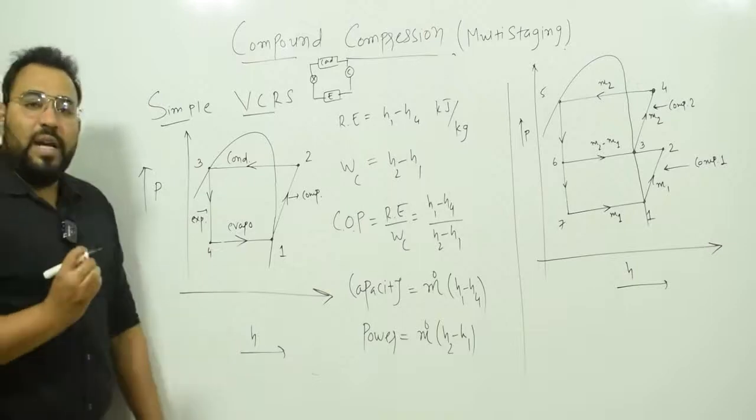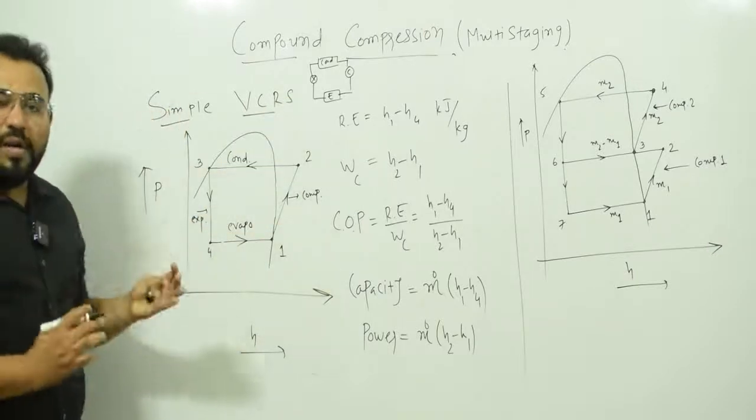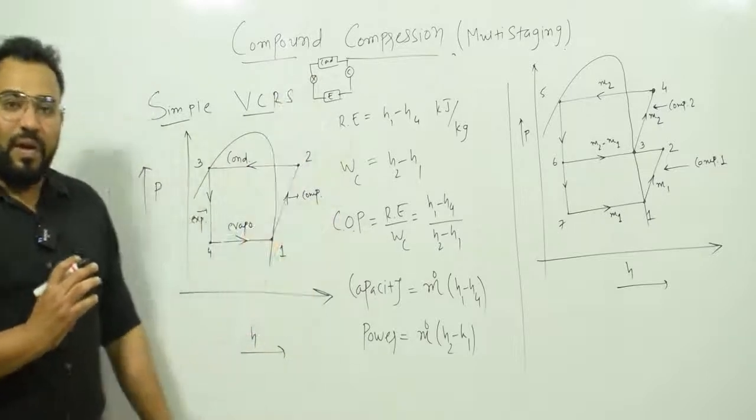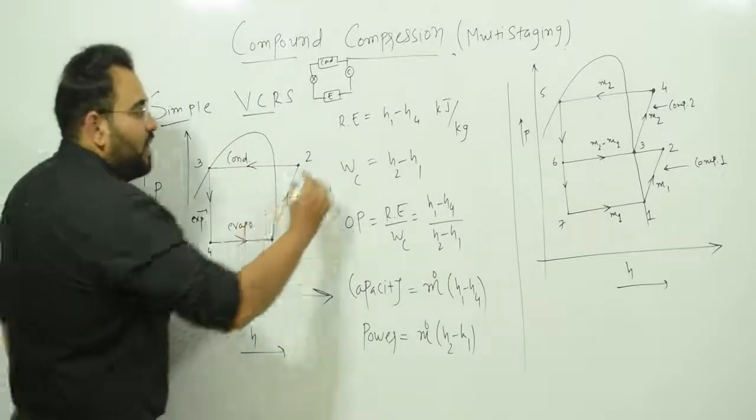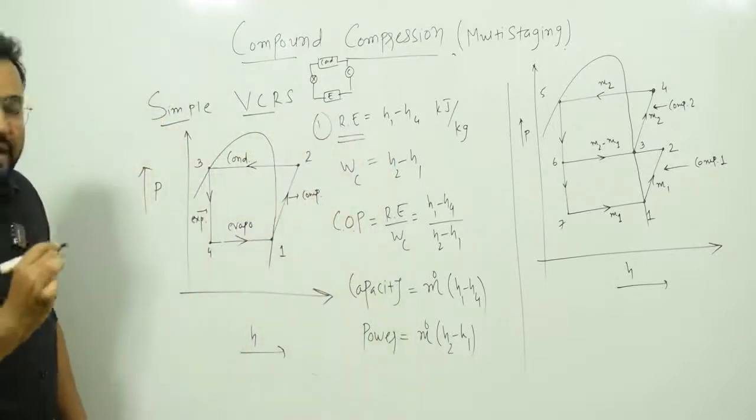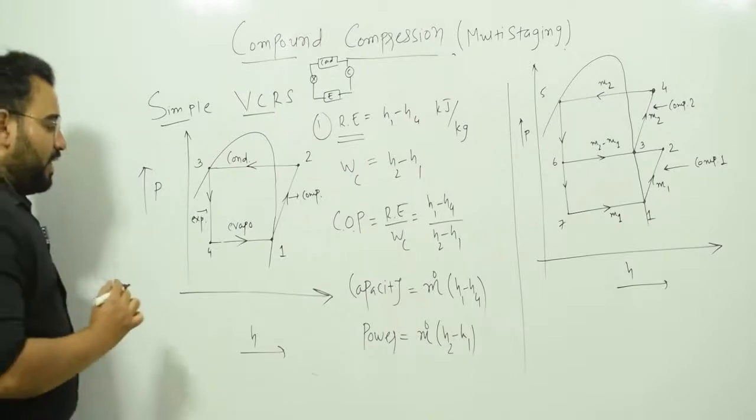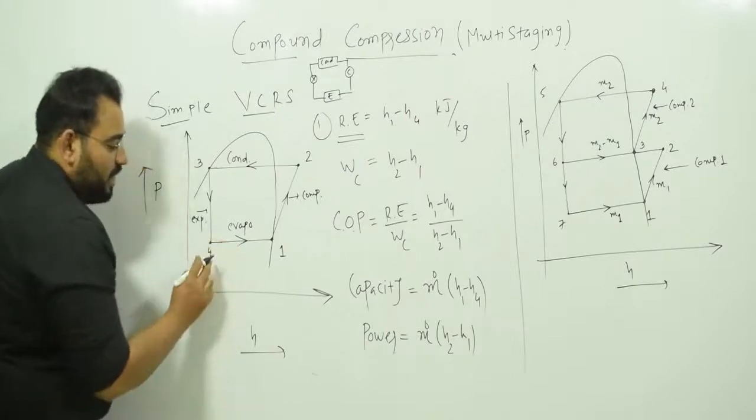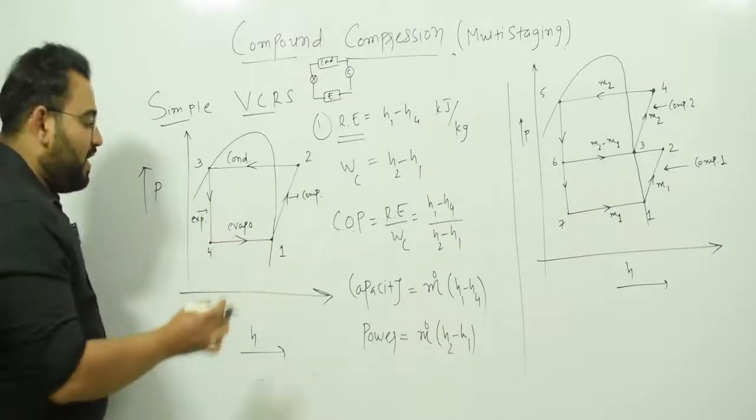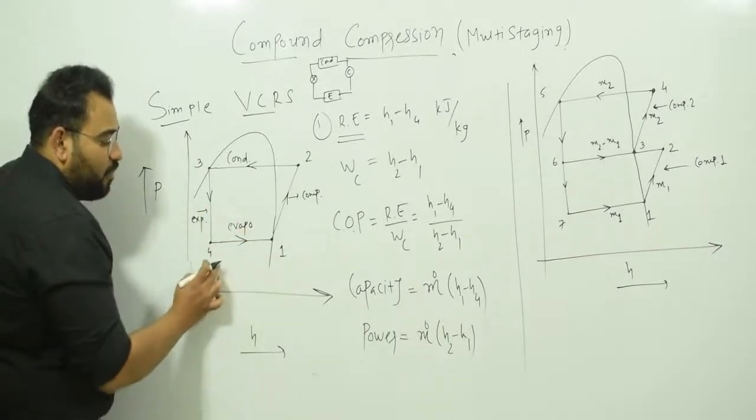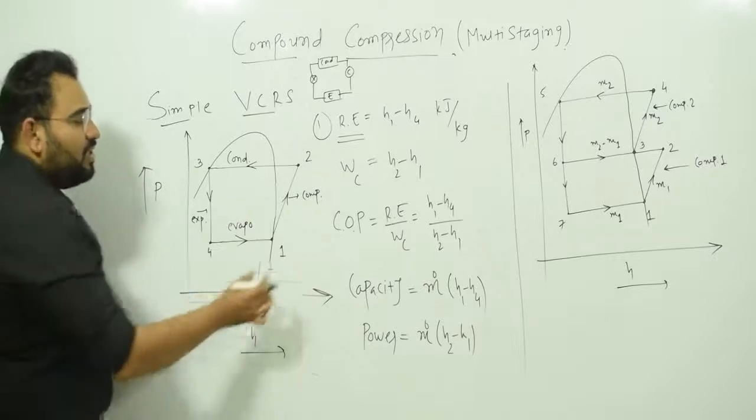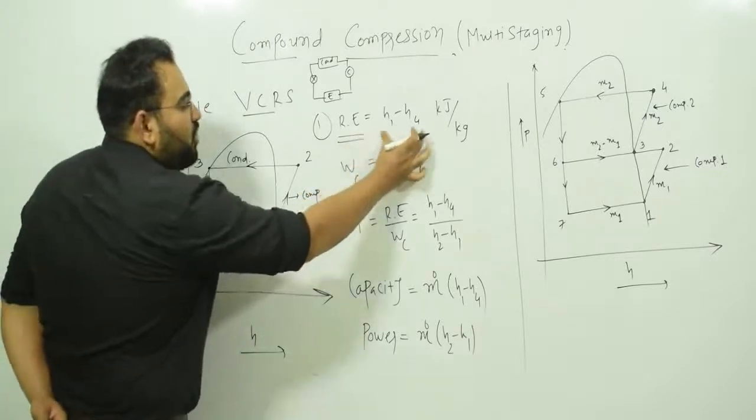Now, in numericals you require these kinds of equations. Not only in numericals, but to understand compound compression, you have to understand these equations. So first, the refrigerating effect. This is the first equation we need to understand. What is the refrigerating effect? Here you can see that in evaporation heat is absorbed, so the refrigerating effect happens in process 4 to 1. So how do we find it? The equation of the refrigerating effect is equal to H1 minus H4.